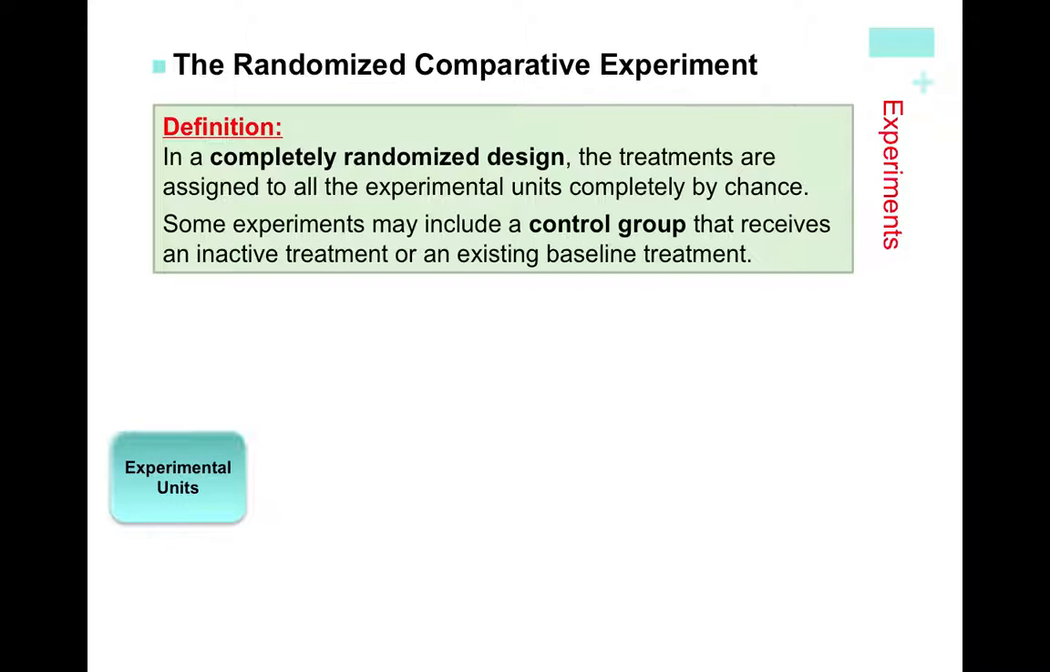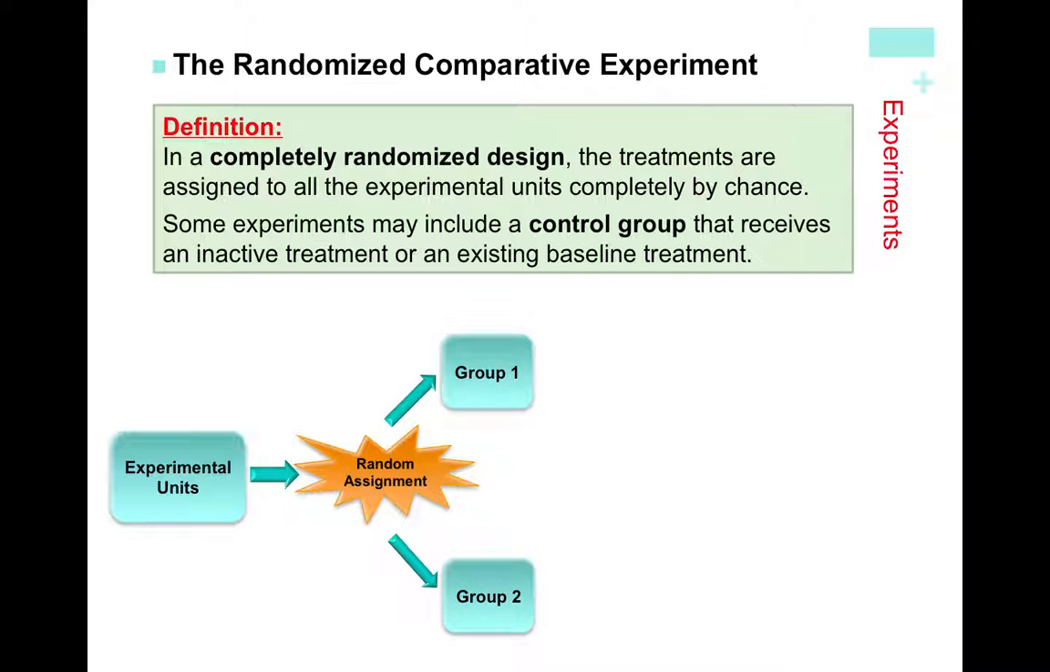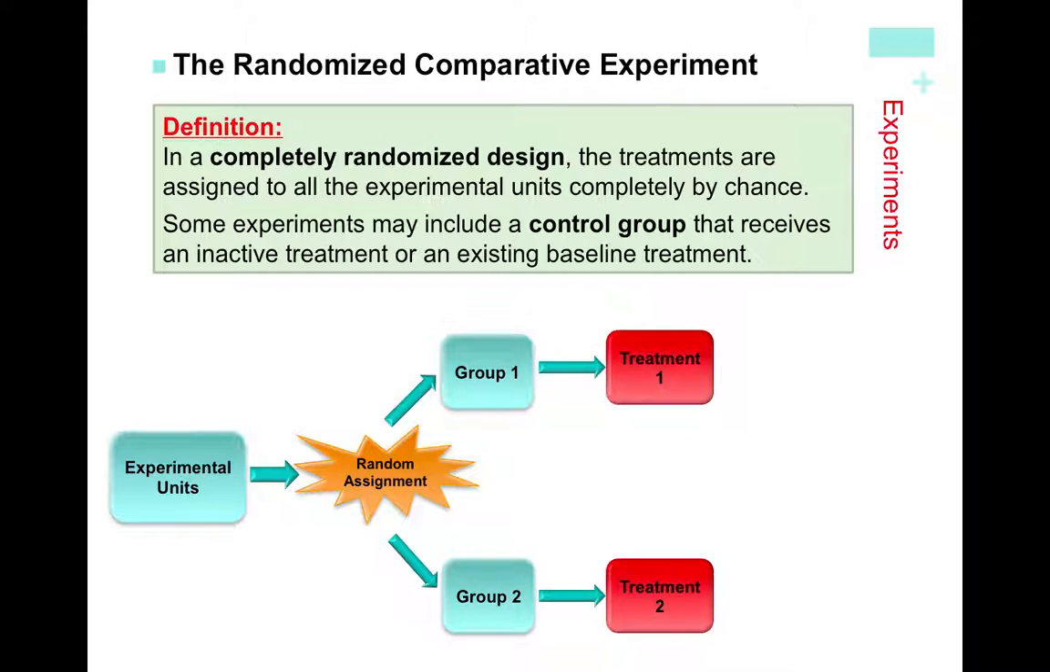Okay, so it looks like this. You have your experimental units. They might be the 50 students from that SAT course, right? Then they're randomly assigned to two groups. So they put the 50 names in the hat and they choose 25 at random. They're in group one, the remainders are in group two, right?